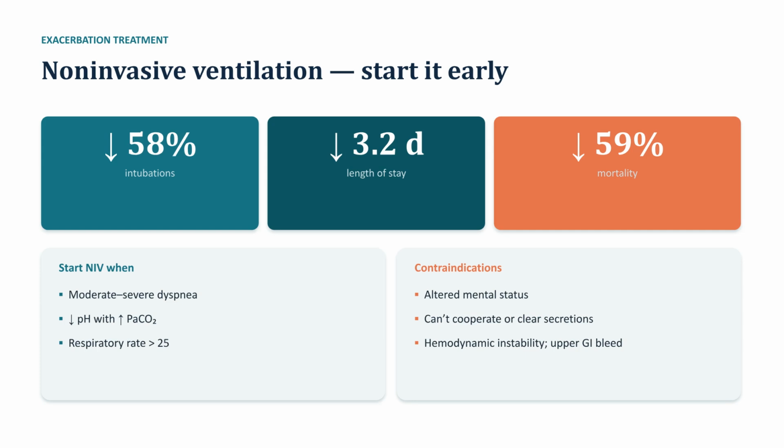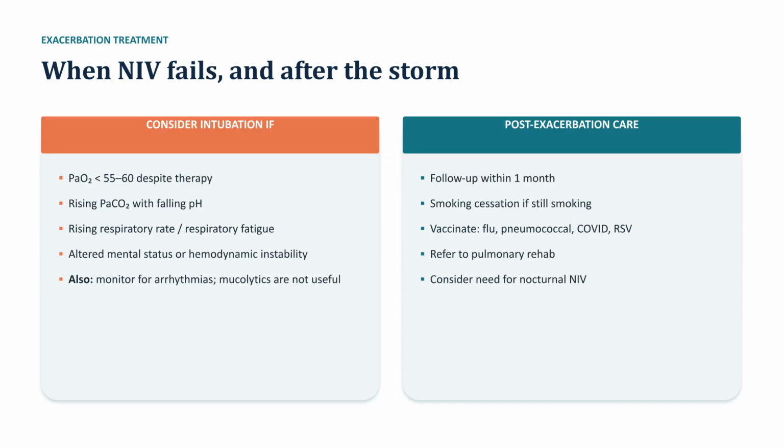Non-invasive ventilation is a high-value intervention. It significantly reduces intubation rates, hospital stays, and mortality. Start it for patients with moderate to severe dyspnea, falling pH with rising CO2, or a high respiratory rate. Always screen for contraindications like hemodynamic instability or inability to clear secretions. If non-invasive support fails, do not delay intubation.